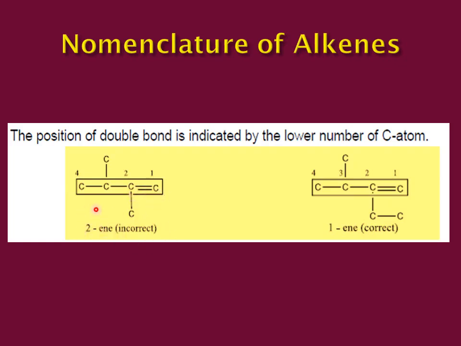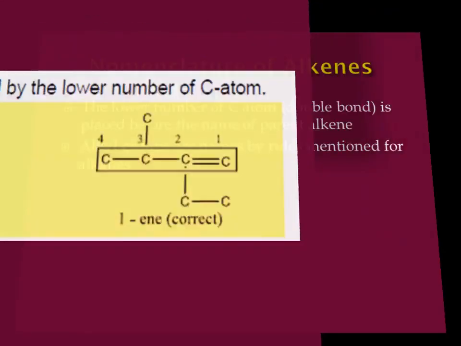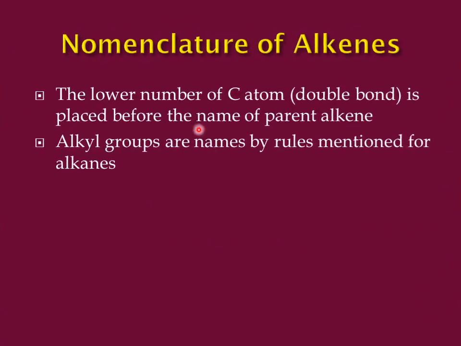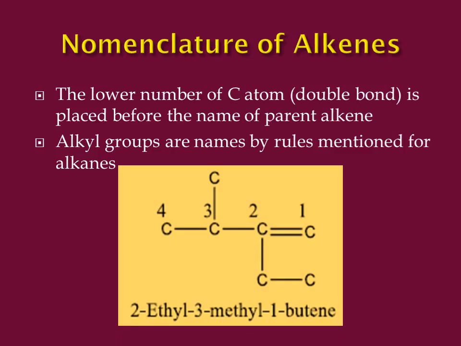The next rule says the lower number of carbon is placed before the name of the parent alkane, and if alkyl substituents are present, their names are added by the rules that we have already studied in alkanes. Look at this example. A methyl group is present on carbon number 3 and ethyl is present on carbon number 2. So these are the two substituents which we are going to name according to the rules of alkanes. But the position of this double bond is going to be represented by the lower number, which is going to be placed before the parent chain.